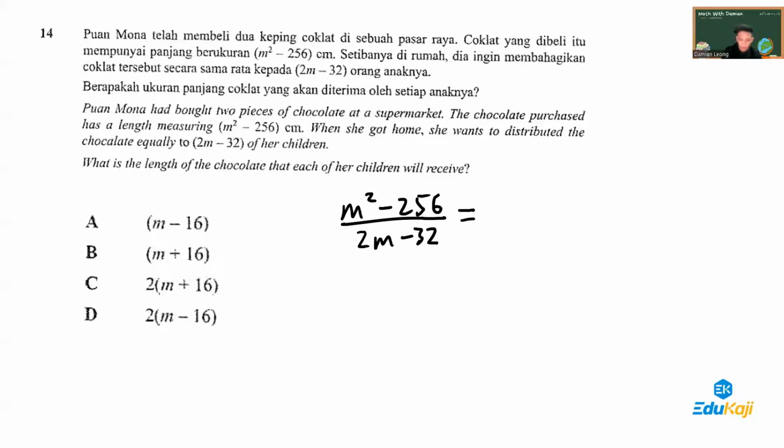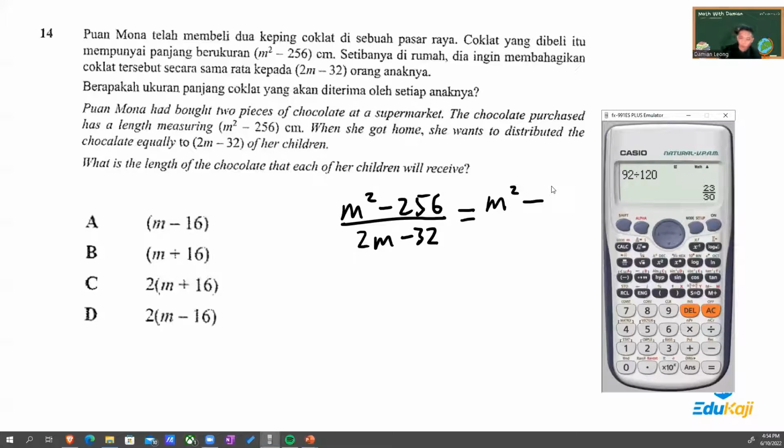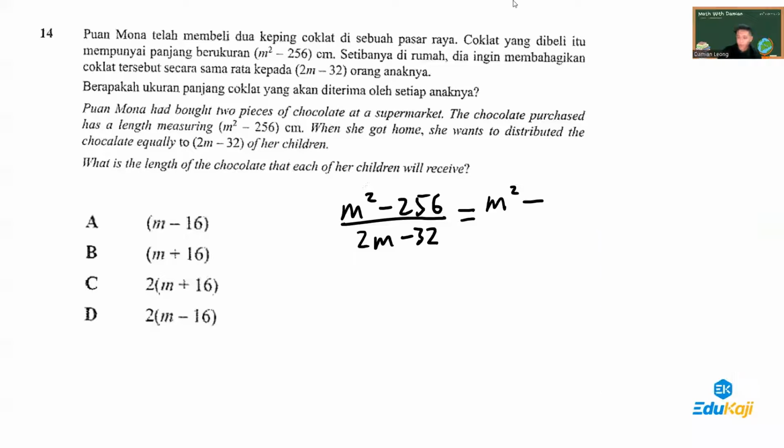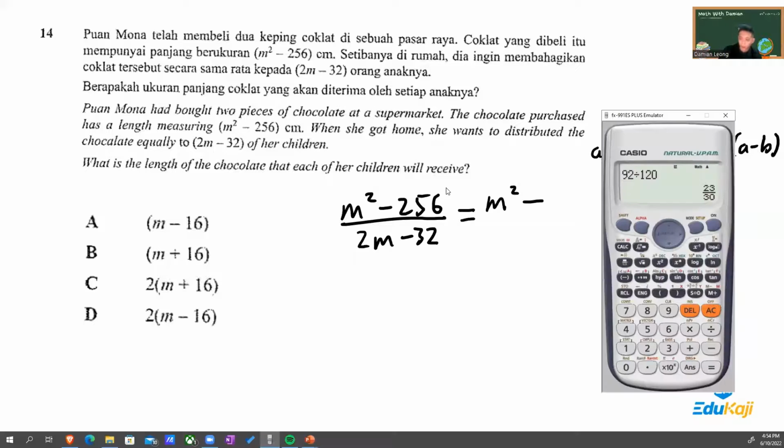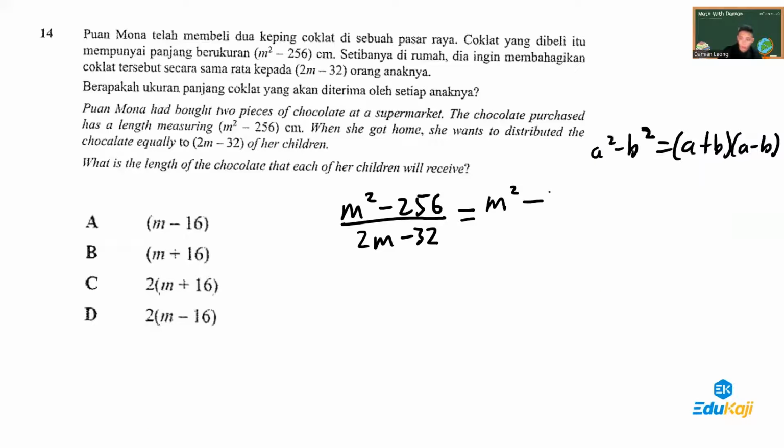So 256, I can change it to 16 square. If you're not sure, you can use trial and error. It must be something square, because when it's in this form, the only way to factorize is using a square minus b square, where we can factorize into 1 bracket plus, 1 bracket minus. So I need to figure out what number square is your 256. If you're not sure, just try and error. Okay, so it's 16 square.